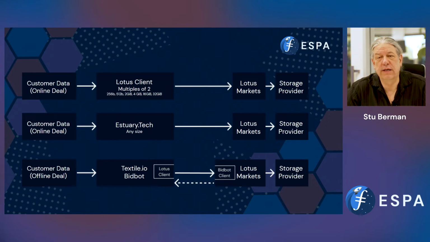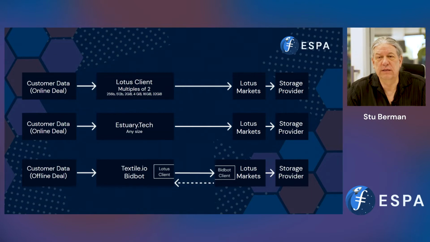Now, there are brokers that can handle deal ingestion and transforming the data into the appropriate CAR file. So this diagram really shows 3 variants of this. The first row on top shows the customer data in its raw format coming in, and then the Lotus client has to process that into a CAR file, again in multiple of 2, then that gets transferred as a CAR file to the Lotus market as part of a deal-making process and goes into the storage provider for long-term storage.